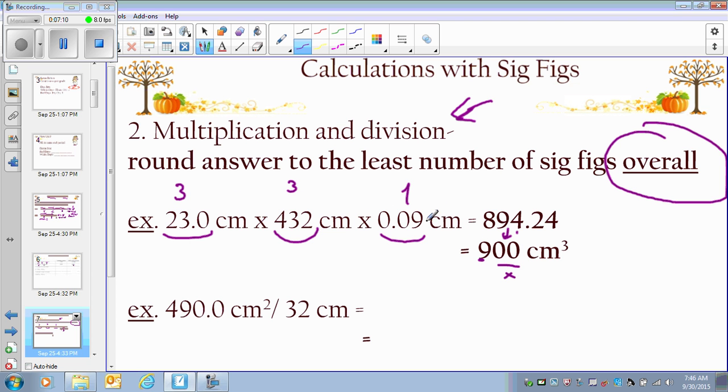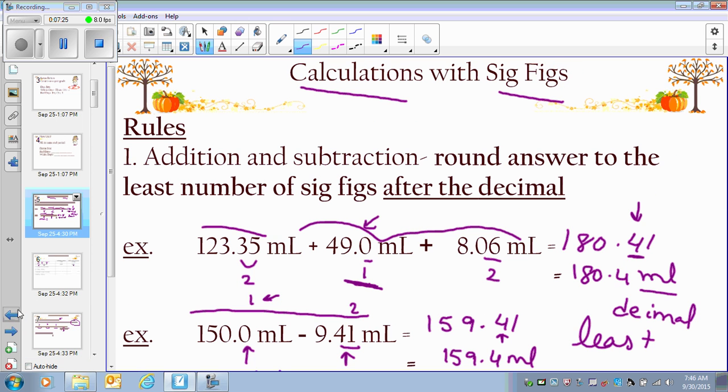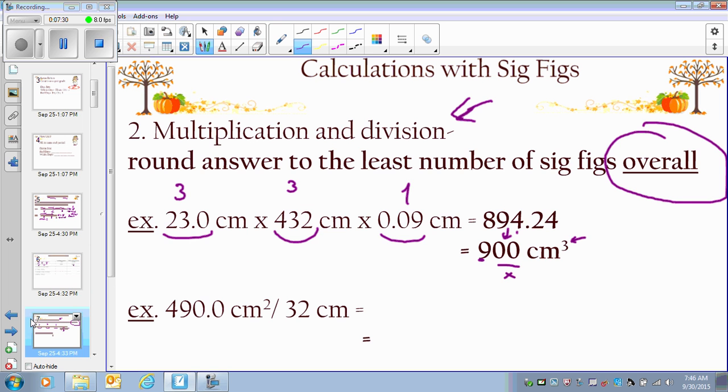And centimeter multiplied by centimeters will be centimeter cube. So you have to keep the units in mind as well. But anyway, this is a difference between multiplication, division, and addition or subtraction. For addition or subtraction, we were only looking at decimal spaces, not the whole number. But for multiplication or division, we are looking at the whole number, and the total number should be equal to the least number of significant digits in the data. So let's look at the second example. How many significant digits in this whole thing? 4. How many significant digits in this whole thing? 2. So let's see what the calculator gives me.